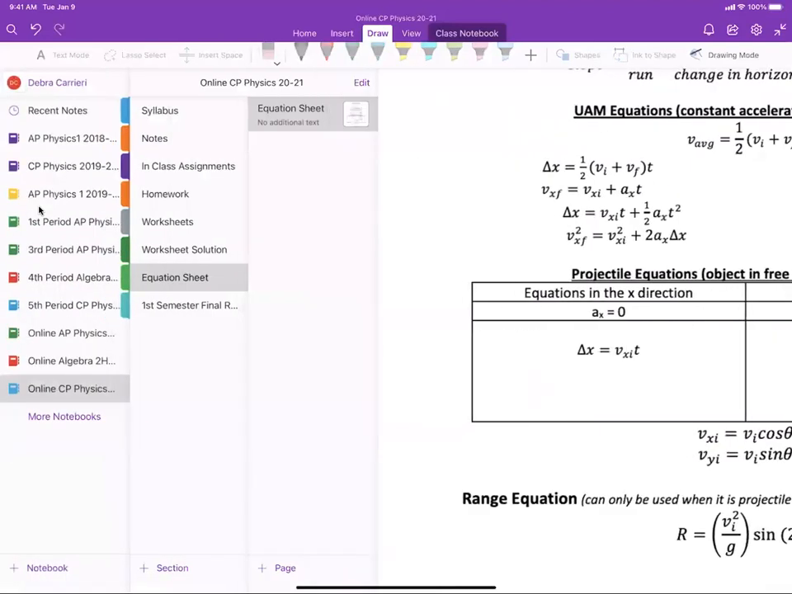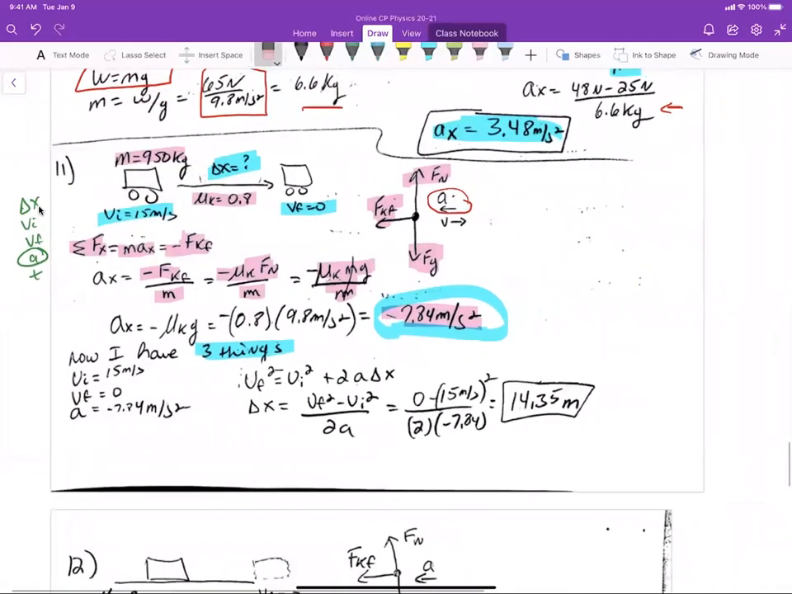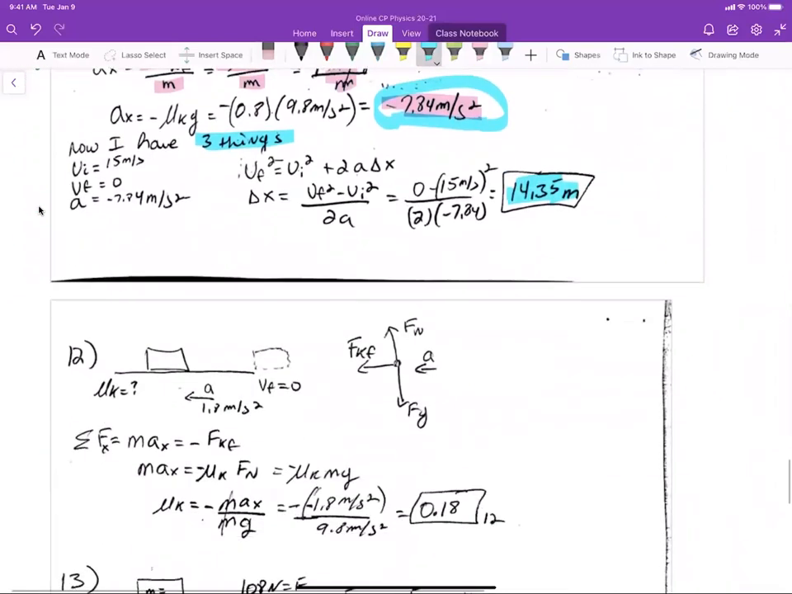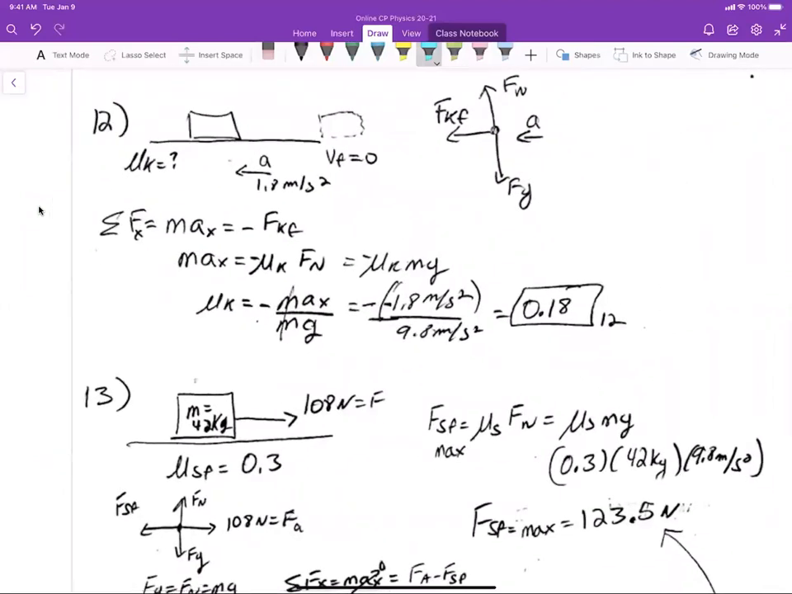And so I can then use that equation to solve for its skid length, delta x, which comes out to be approximately 14 meters. That would be in units of meters. Number 12, that is a challenging problem, I would agree.